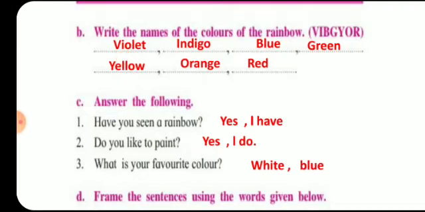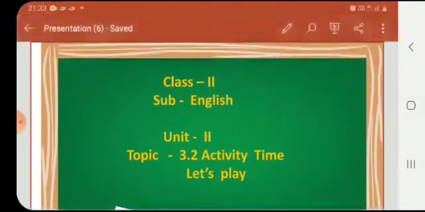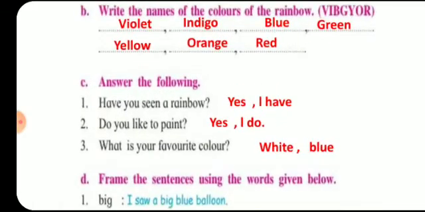You will start from the bottom. Can you see? Once again I will show you. So from the bottom you have to start. You have to first color from the bottom, that is violet, then indigo, then blue, then green, yellow, orange and then red. So this is the sequence you have to follow.